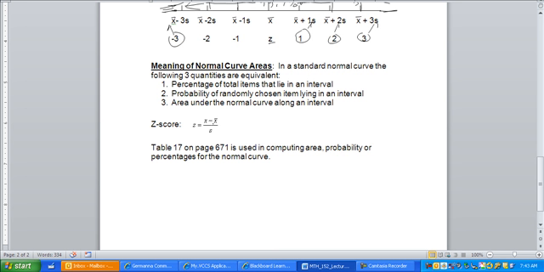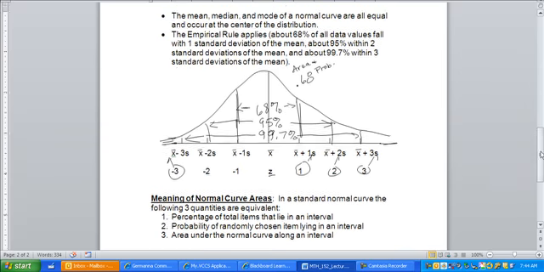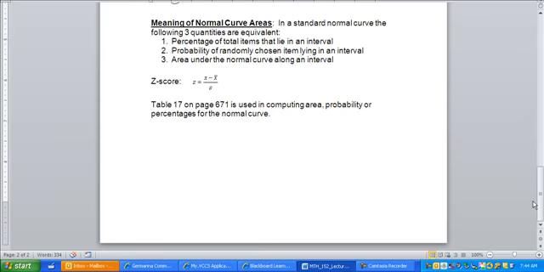And on page 671 there is a table, table 17, that represents the areas under the standard normal curve, and we'll be using that table to help us solve problems. So I would highly recommend that you watch the sample problems, because this is probably a new subject for you, and I'll show you how to use the table to find answers to a lot of different types of questions in the sample problem section.